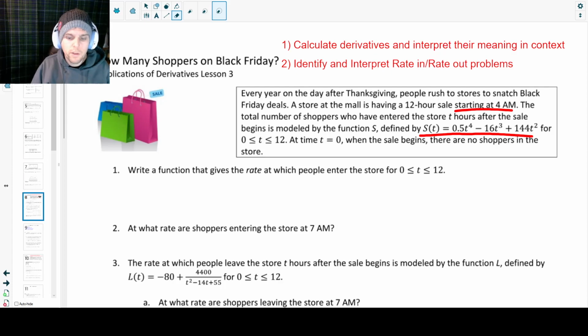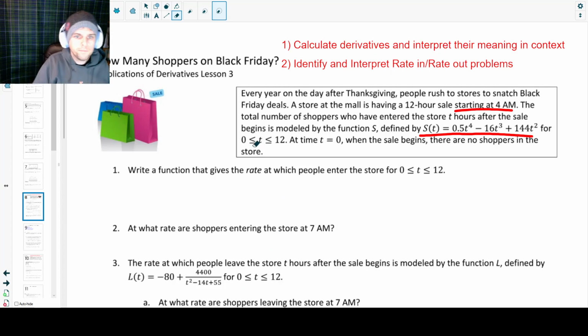All right, welcome. We're going to go ahead and do lesson 3 here for applications of derivatives. Our two goals here are calculating derivatives and interpreting their meaning. We're going to go into some other different contexts other than velocity and acceleration today. Number 2 is identifying and interpreting these rate in, rate out problems, which again, we'll talk about what those mean here in a moment.